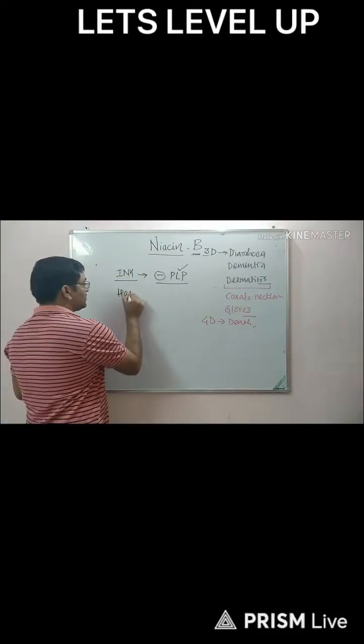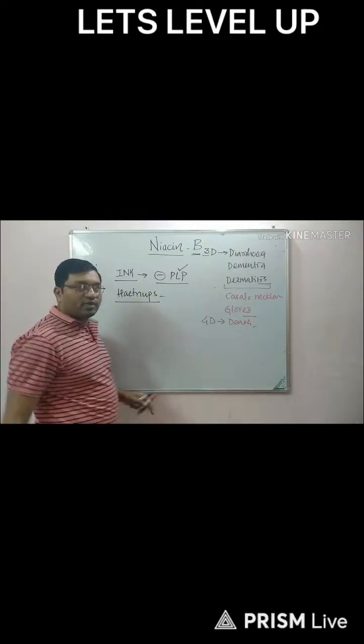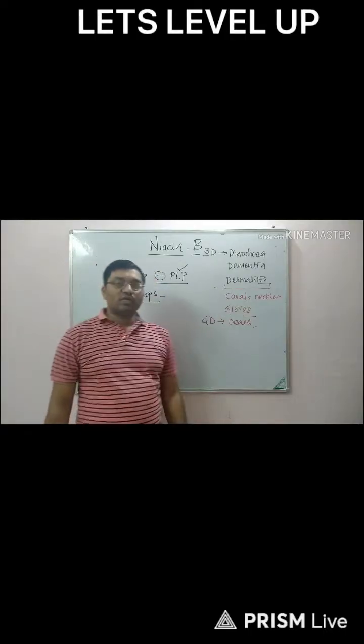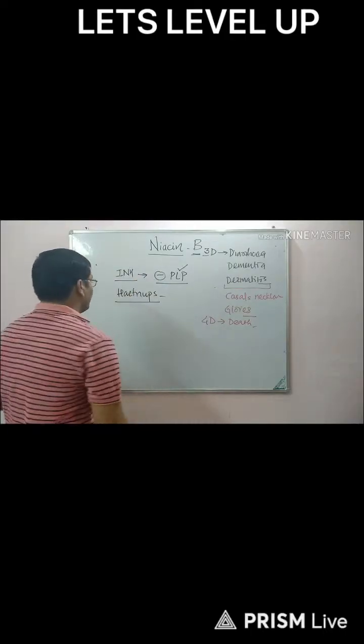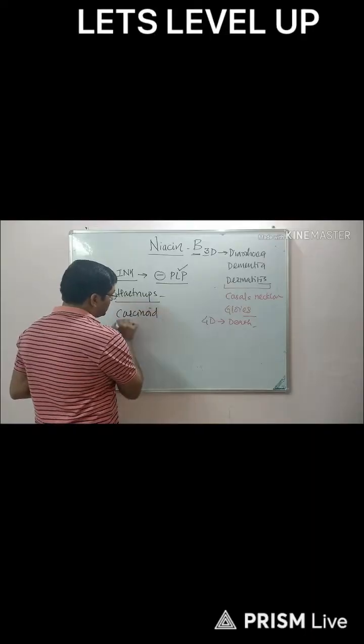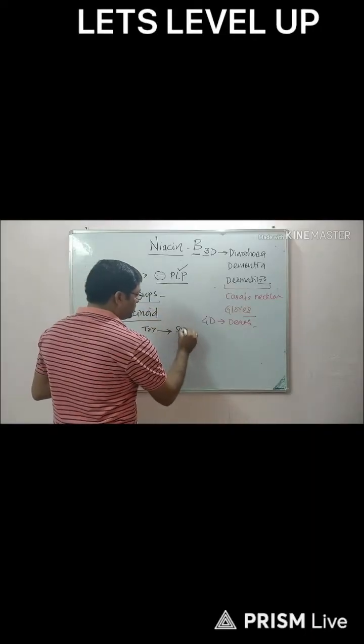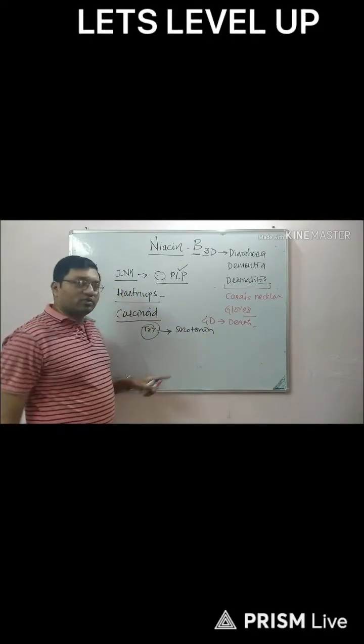In Hartnup disease, it is due to defective absorption of tryptophan from the intestine. In this disease, there are also pellagra-like manifestations due to the deficiency of tryptophan. Then carcinoid syndrome. In carcinoid syndrome, this tryptophan is diverted for conversion to serotonin, and that's why there is deficiency of tryptophan that leads to pellagra-like manifestations.